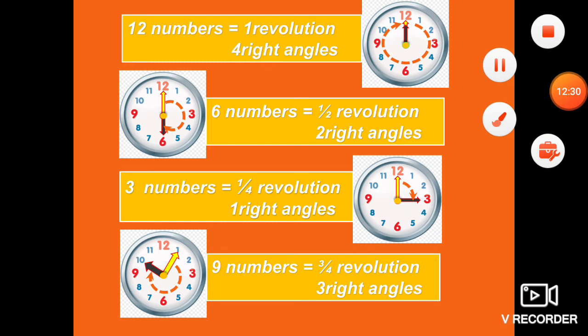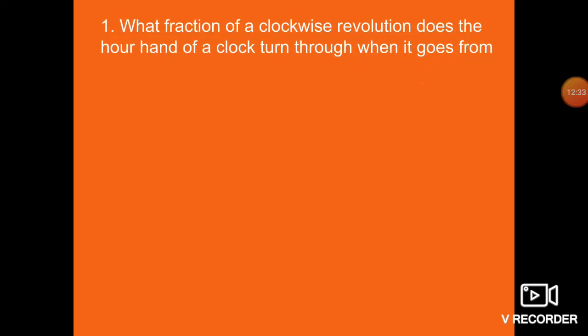Very simple. Next question, listen. First question. What fraction of a clockwise revolution does the hour hand of a clock turn through when it goes from 3 to 9? So we have to find how many revolution when the hand moves from 3 to 9. That is the question. So we find an easy method for finding the revolution here. First you just count how many numbers from 3 to 9. 3 to 9, how many numbers? 4, 5, 6, 7, 8, 9. Total 6 numbers.